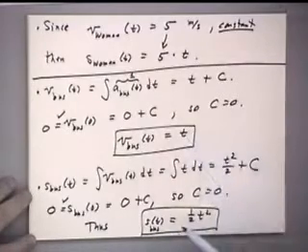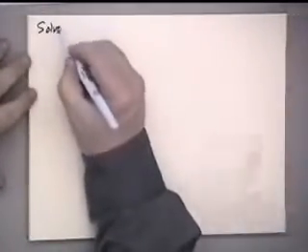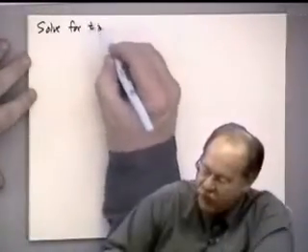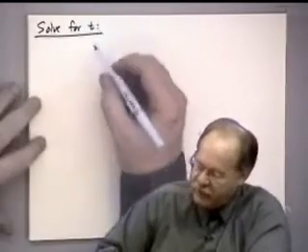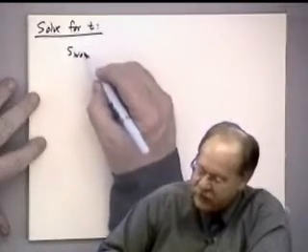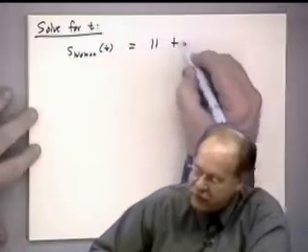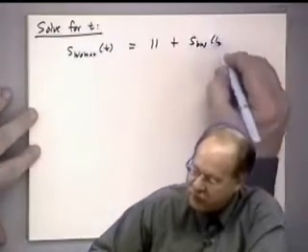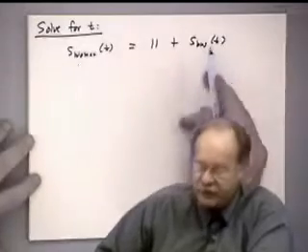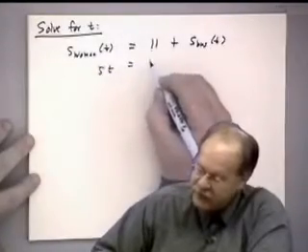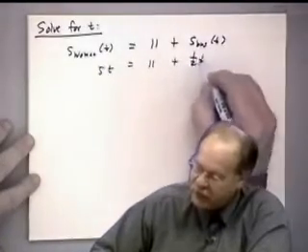Now we have the velocity and the position for the bus. We're really only interested in the position. With that, we can solve for t to find the common time when the position of the woman is such that she can catch the bus. That position would have to be 11 meters plus the position of the bus. We have formulas for both of these now. This is 5t equals 11 plus 1/2 t squared.